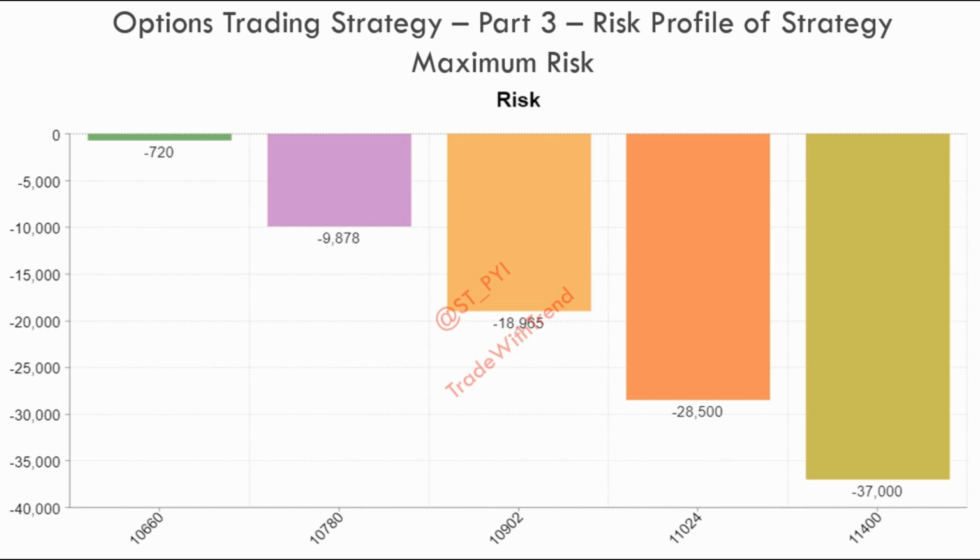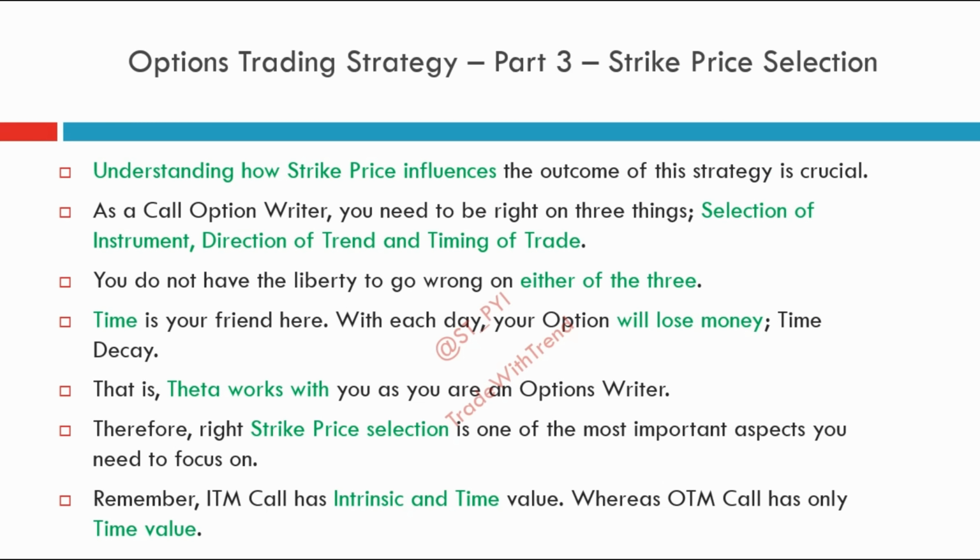I've also seen that while this happens very frequently, partly the reason is that the strike price selection and instrument selection of retail traders, especially, is completely wrong. Now, as an options writer, you need to be careful about three things: selection of instrument, direction of trend, and timing of trade. If you're wrong in any of these three, then you're setting yourself up for huge losses. Remember one thing, time is your friend.